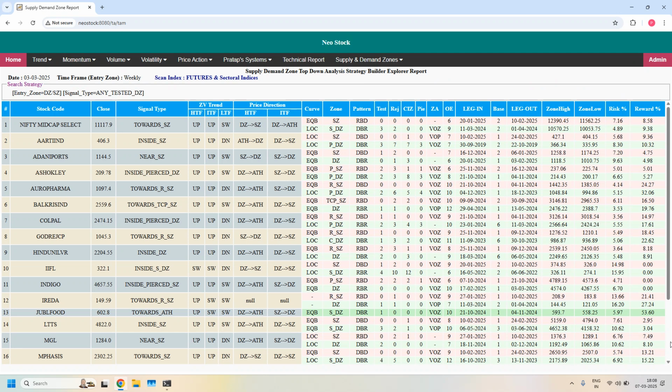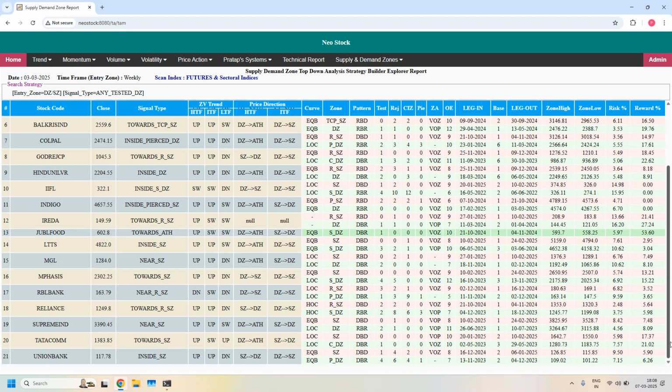First 16 stocks in the list. I am scrolling the list down. So total 21 stocks are filtered. So that means these 21 stocks having weekly demand zones are tested during this week.